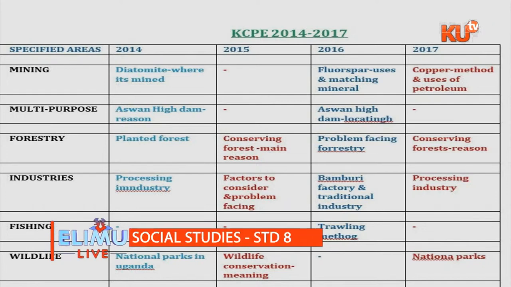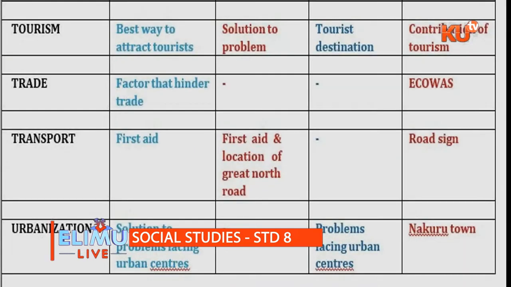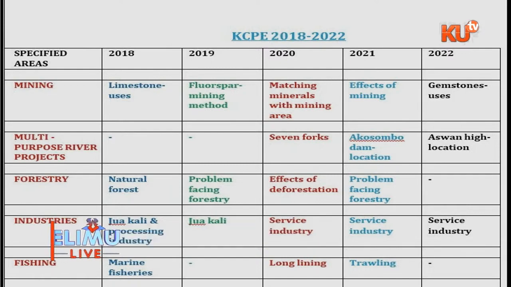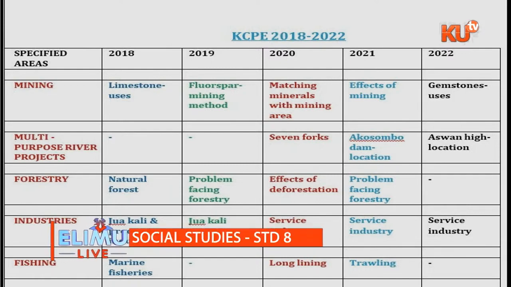Let us look at now 2018, which is the last part, to 2022. 2018 to 2022. So I'll go slowly because I want everybody, those who are watching us, to view clearly. In 2018, we only had two areas again that were not set. That is multipurpose river projects and also wildlife.